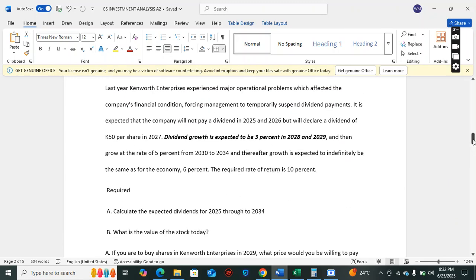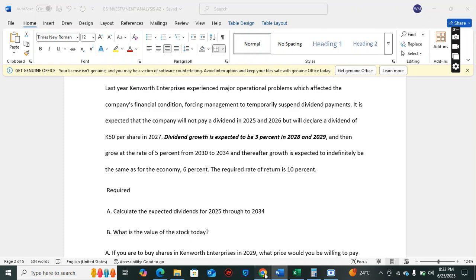Okay, so the next part is what is the value of the stock today? As I said, we're dealing with stock valuation. The way we value a stock, colleagues, we discount all the future dividends. Do you remember what I mean by the term discount? When I say we discount all the future dividends that will be paid into today's value, that's how you value a stock.